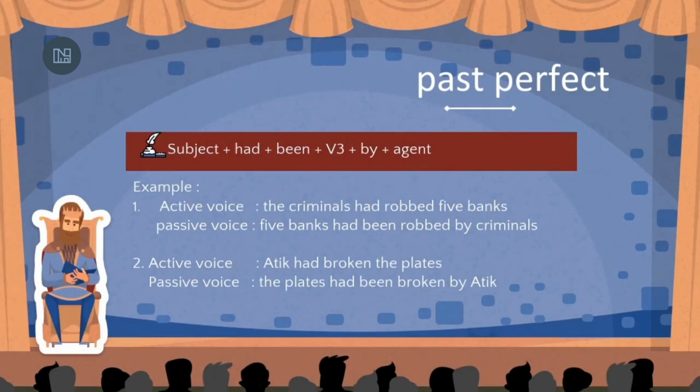And now let's talk about passive voice in a past perfect tense. The pattern is subject plus had plus been plus verb 3 plus by plus agent. If I have an active voice, the criminals had robbed 5 banks, you can change it into a passive voice. 5 banks as a subject, had been is a pattern, robbed is a verb 3, by plus agent, that in this case, criminals. As usual, let's say the formula once again. Subject plus had plus been plus verb 3 plus by plus agent.